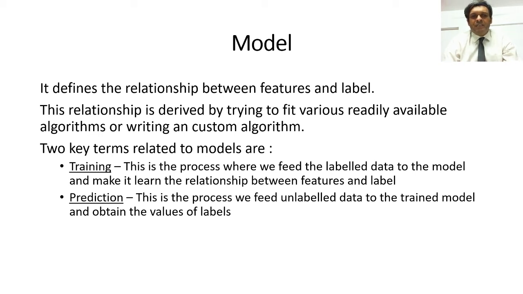What is prediction? Prediction is the process where we feed unlabeled data to the trained model and obtain the values of labels. While training, we train the model to understand the relationship between features and labels. So the model gets trained on that, and then we feed it unlabeled data or a new set of data to predict the labels based on the relationship which it has established during training. So that is what prediction is.